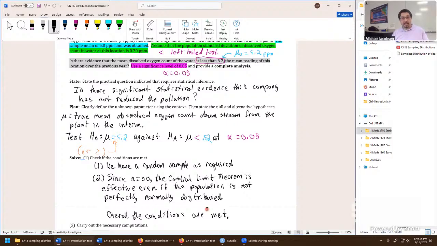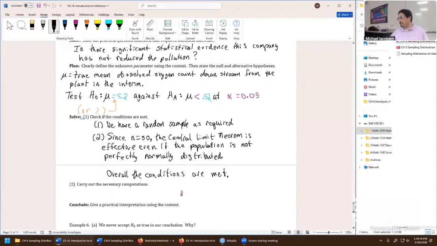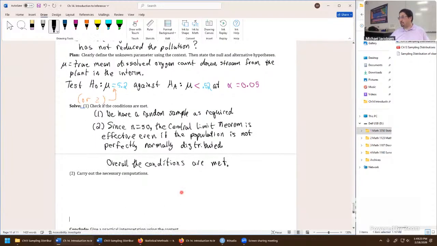And now we're ready to calculate the test statistic and then the p-value right after. So the computations of those next two parts are not too bad. If you're going to carry out the necessary computations, that's kind of vague, but the first thing you would do is get the test statistic z.